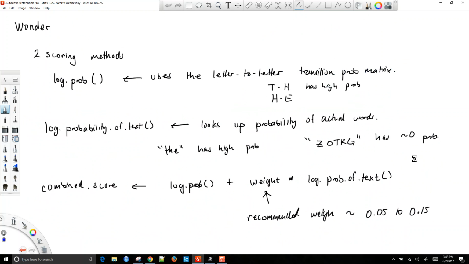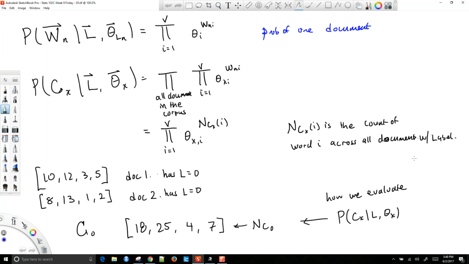Okay, so now that we have equations for each of these pieces, then we can start talking about sampling from each of these. Okay, I'm going to skip over.